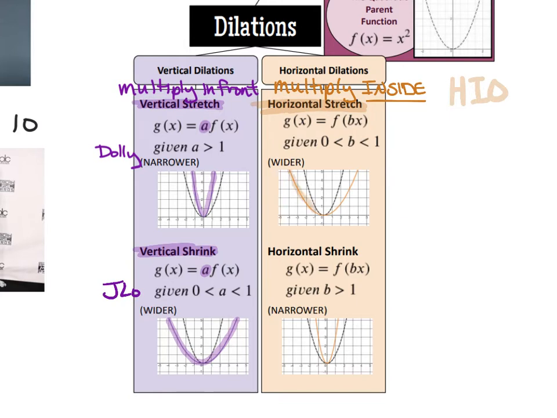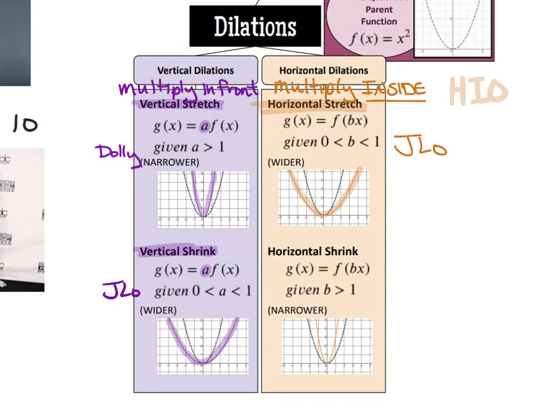Now the numbers that create this are always going to be J-Lo numbers. When we have a J-Lo number, it is always a wider graph. It just depends if it's horizontal or vertical as to whether it's a stretch or a shrink. But J-Los will always make it wider.